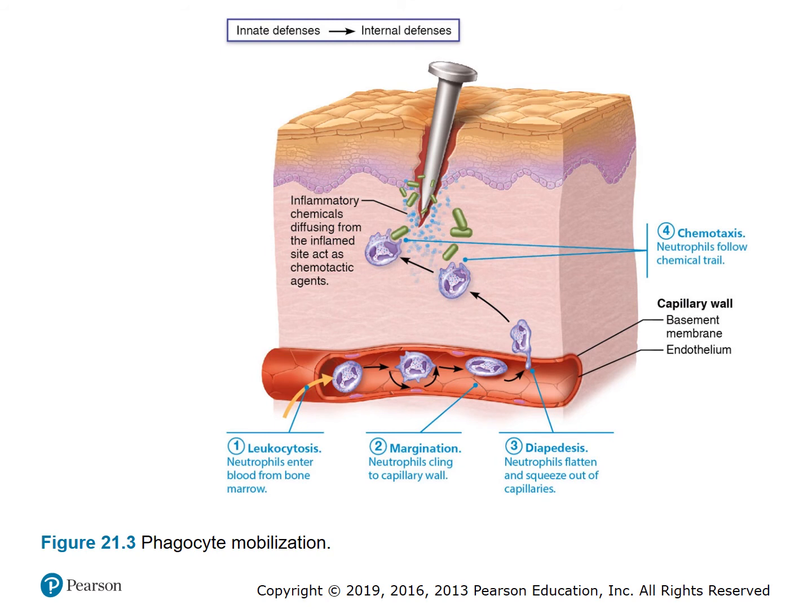Figure 1.3, phagocyte mobilization. So in step 1, leukocytosis, the neutrophils enter the blood from the bone marrow. Step 2 is margination. Notice how the neutrophils cling to the capillary wall. Step 3 is diapedesis. The neutrophils will flatten and squeeze out of the capillaries. And in step 4, chemotaxis, neutrophils will follow the chemical trail. So it's a positive chemotaxis because they are orienting themselves towards those inflammatory chemicals and the bacteria.